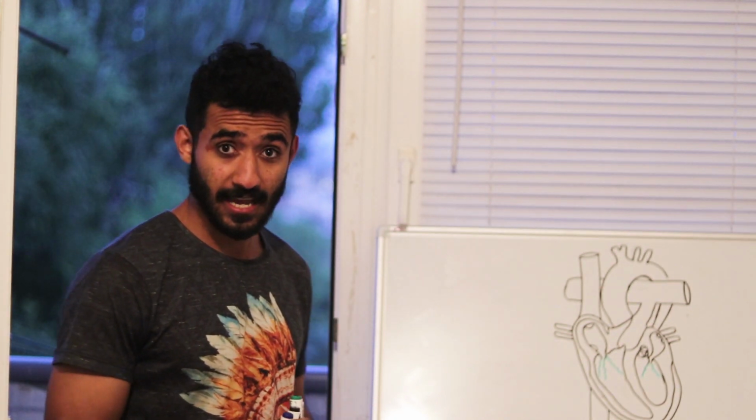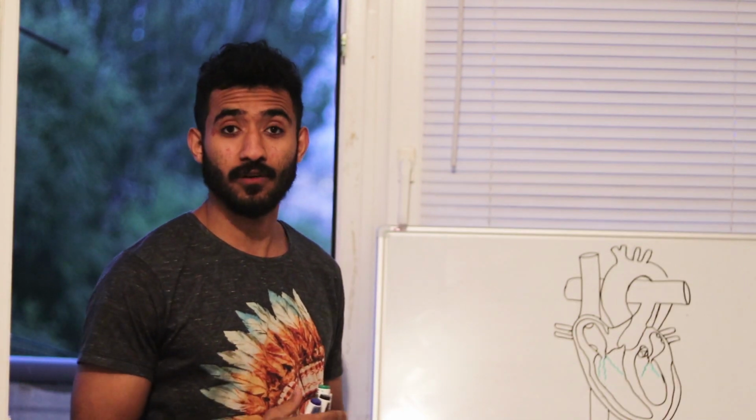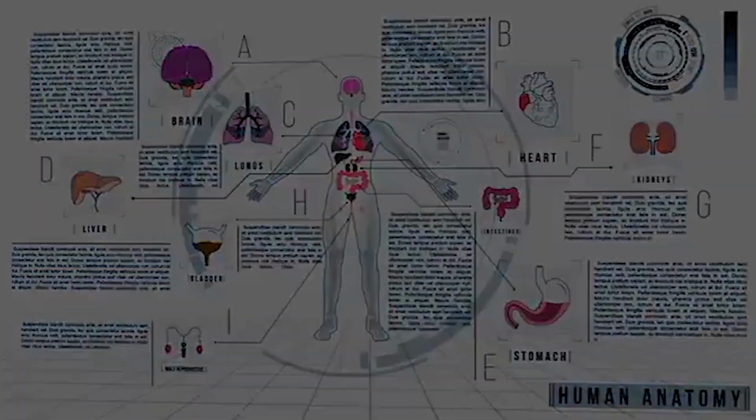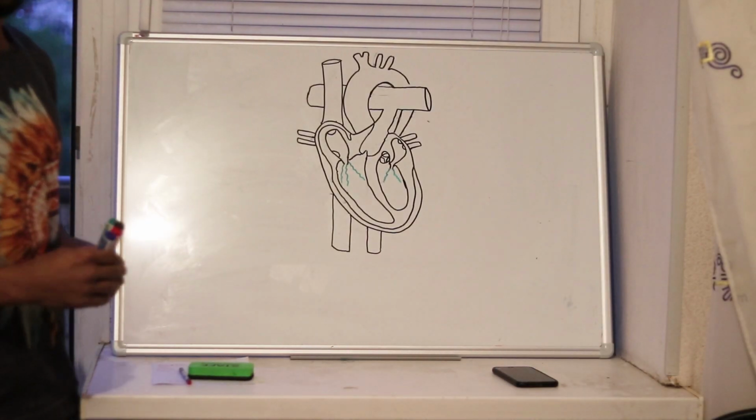Today we are going to talk about the anatomy of the heart, and we are going to talk about layers, the location of the heart, the conductive system, and the structure of the heart. We're going to start with the location of the heart.